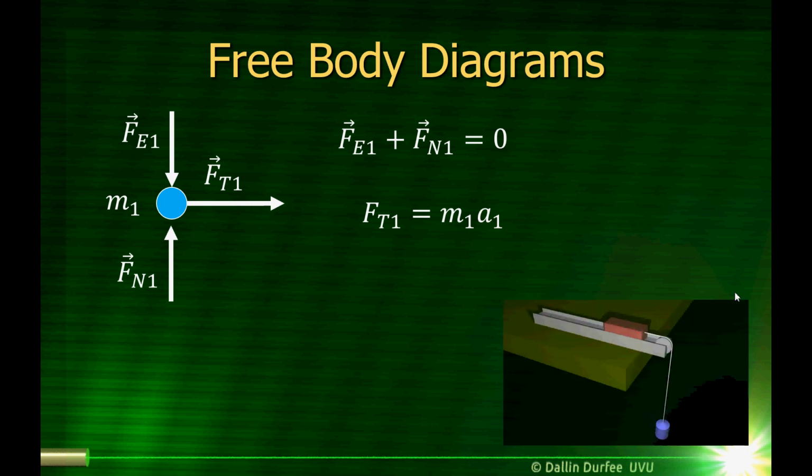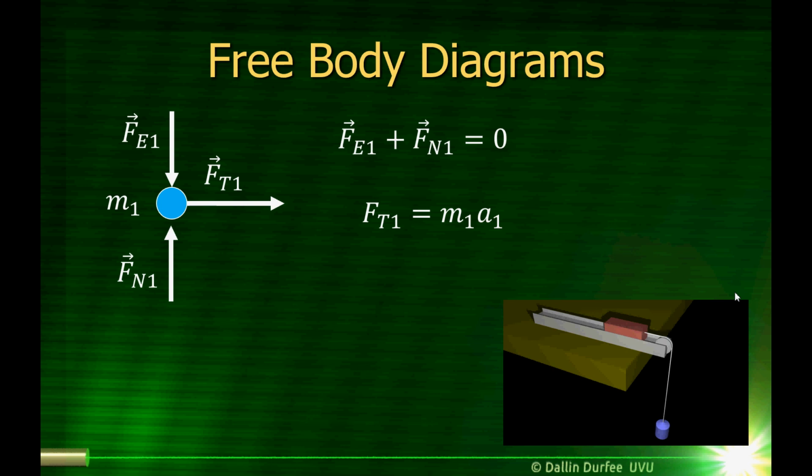But if we look at the full system now, there are a few things we should note. First of all, since we have a massless, frictionless pulley, or something whose mass and friction are negligible, that means that the tension on both sides of the string is the same.